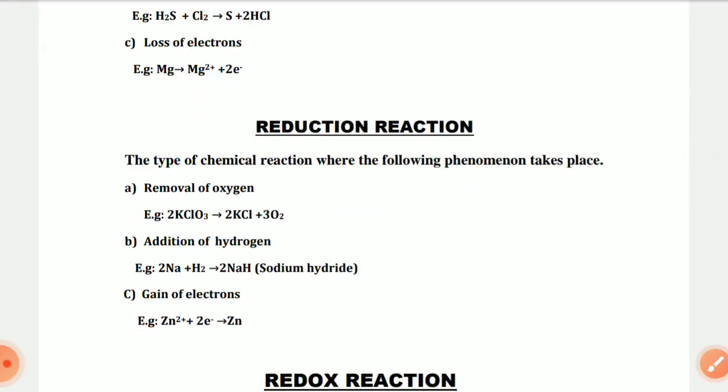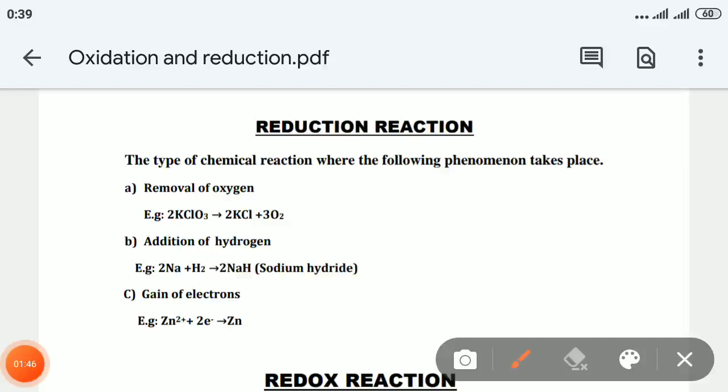Reduction reaction is just the opposite of the oxidation reaction. In the oxidation reaction, you first studied that the addition of oxygen is called oxidation reaction. Now here you will see that it is the removal of oxygen. The removal of oxygen is the reduction reaction. Here in the example, you will see that potassium chlorate is losing its oxygen and turning to potassium chloride, and the oxygen is the byproduct.